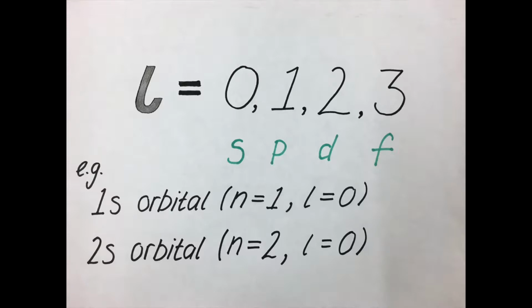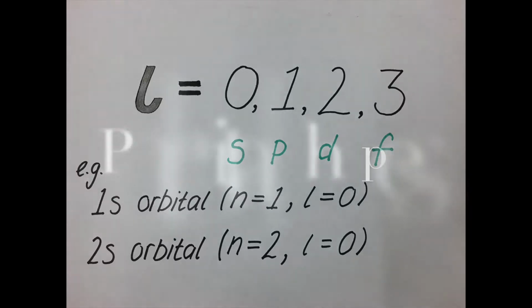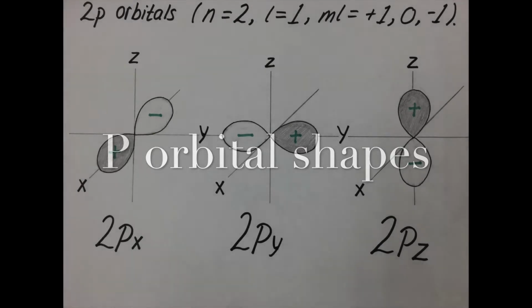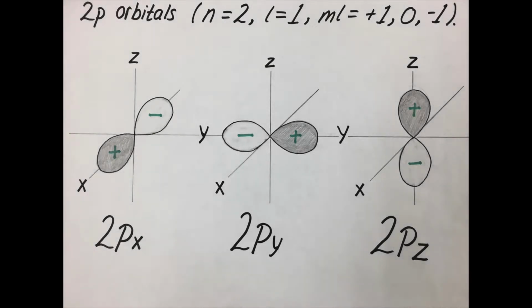When L is 0, the shape of the orbital is s. When L is 1, it's a p orbital. When L is 2, it's a d orbital. And when L is 3, it's an f orbital, as the diagram shows. S orbitals are spherical in shape, but we don't have to worry about them. However, we have to worry about the shape of the p orbital, as they are a dumbbell shape. So when you're at the gym and you're curling away, remember a p orbital.